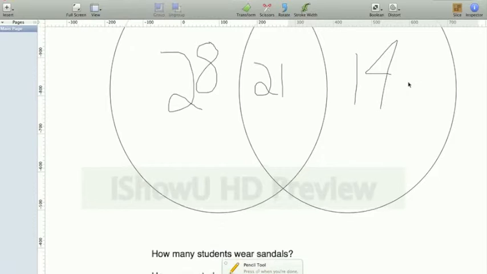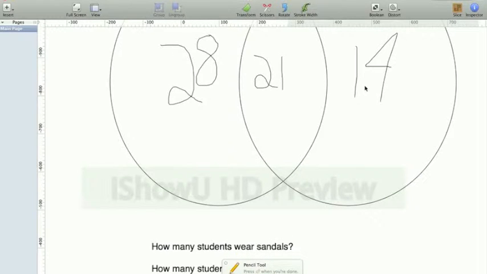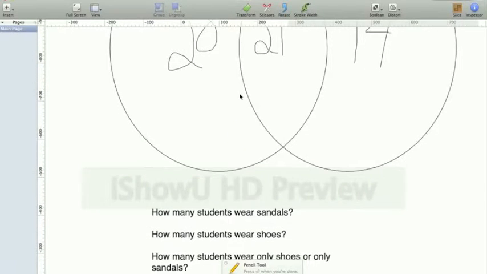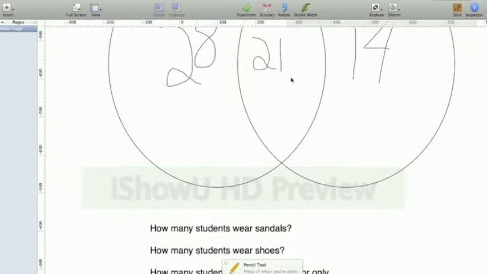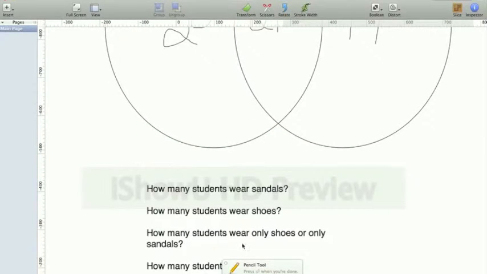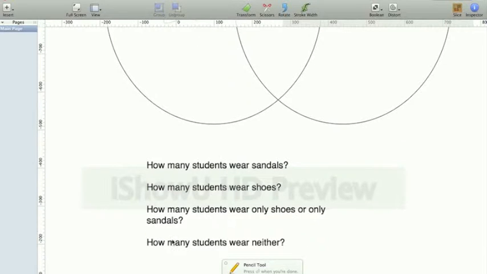So for the questions here at the bottom, how many wore sandals? 14 wore sandals. How many wear shoes? 28 wear shoes. 28 wear only shoes, and 14 wear only sandals. How many students wear only shoes or only sandals? That would be this 14 over here plus 28, which is 42, wear only shoes or only sandals.